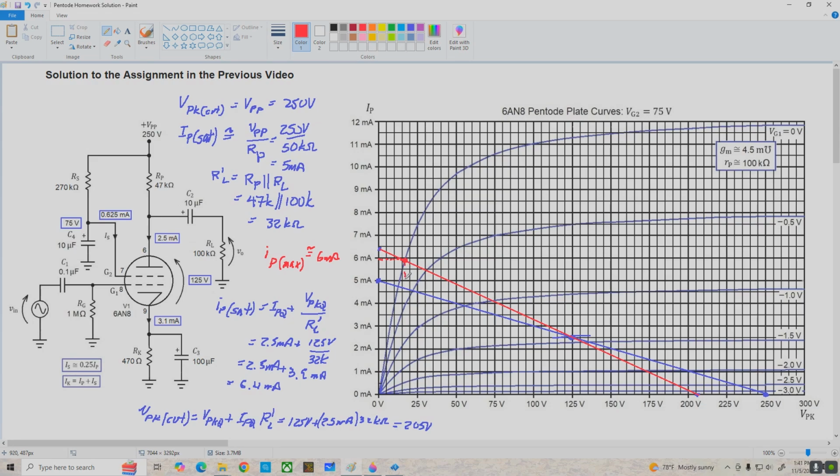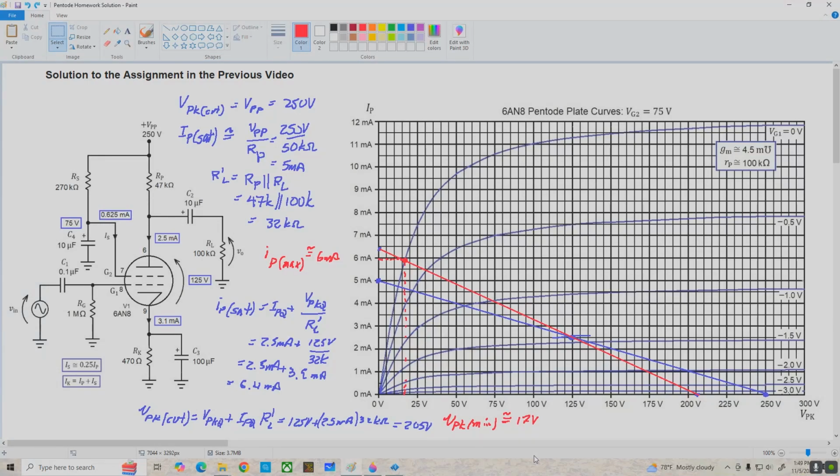And let's see if we come down here. Oh, it looks like about 5, 10, 15, maybe 16 or 17 volts. So our VPK minimum value, let's say that's approximately 17 volts.